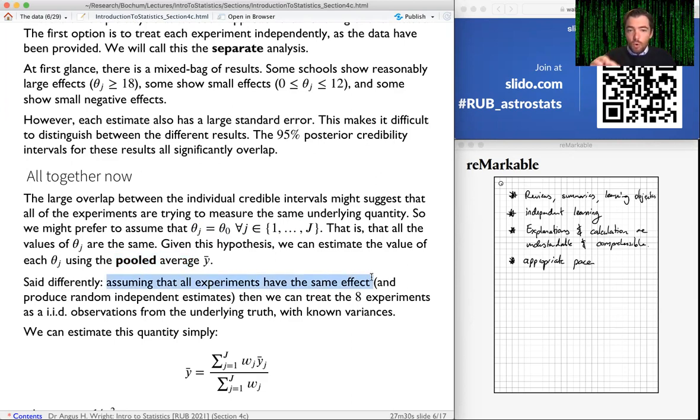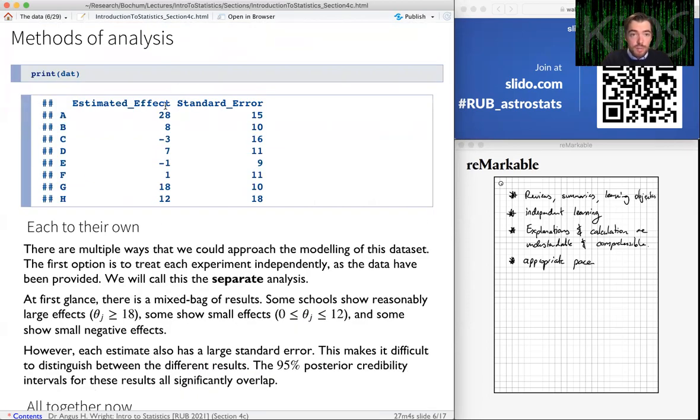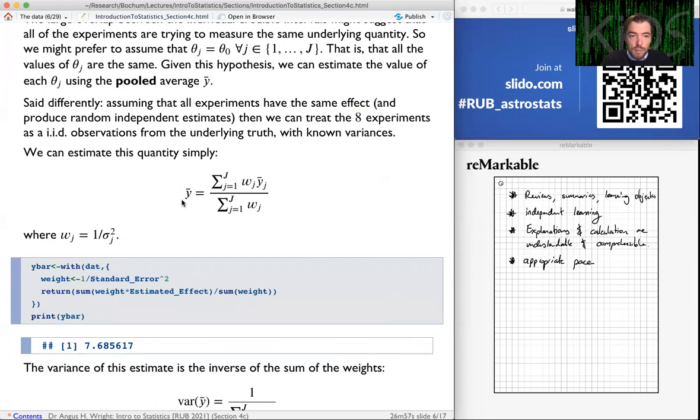So assuming that all experiments have the same effect and that they produce random independent IID observations from that underlying parent distribution, we can treat the 8 experiments as being drawn from the same population with known variances, and then we can simply take the weighted mean of all of our values, where the weight is the inverse variance on the data. So we basically weight each of these values by the inverse variance, and that gives us our estimate for y bar.